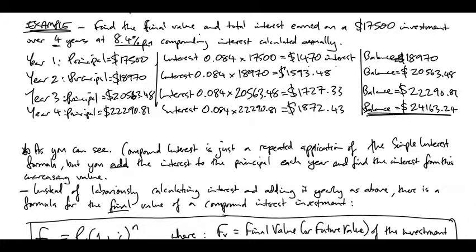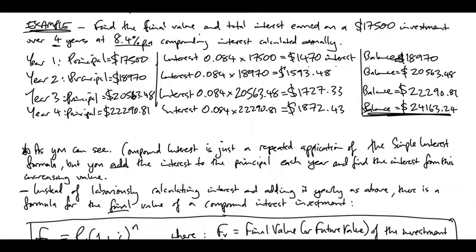This is the final value, the balance at the end of year 4. Total interest earned, that's a tricky one. So the interest is the extra on top of what you started off with. If you ended up with $24,163.24, right? But you started with $17,500, then the interest is the difference between the two.